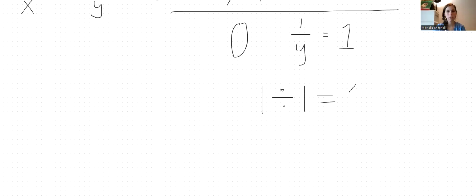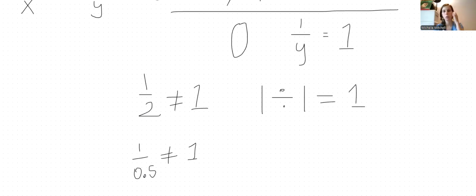Because if you were to do 1 divided by 2, that wouldn't equal 1. If you were to do 1 divided by 0.5, that wouldn't equal 1. There's not going to be another value besides 1 that, if you were to plug it in for y, would then equal 1 when you divide it. There are several different ways you can think about this problem, but you should get that y equals 1.